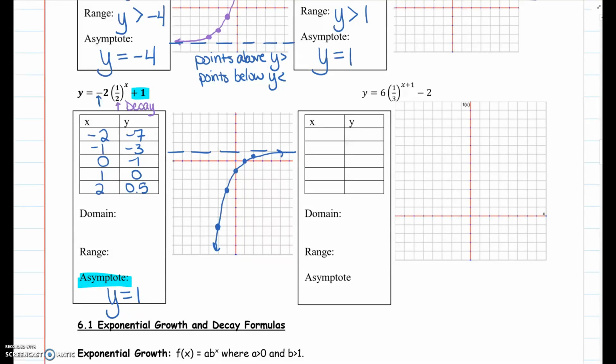Remember, make your graph appear to get really close to that asymptote. Because of the thickness of your lead or your ink, it's going to look like you're touching the asymptote. That's fine. Just make sure that you don't cross it.